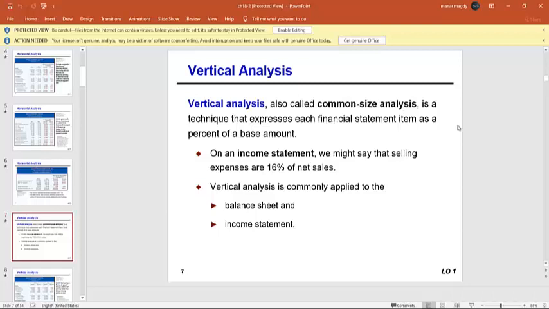Vertical analysis is a common size analysis. It is used to express each financial statement item as a percent of a base amount. Take into consideration that vertical analysis is applied to the balance sheet and income statement. However, in the balance sheet, the amount that you compare to is the total assets, the total base amount, while in the income statement the amount that you compare to is the net sales. We will see in our example what is meant by these two sentences.